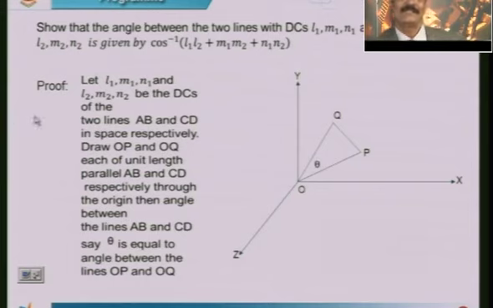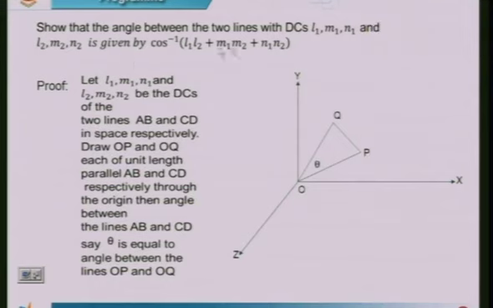Next, a very important one, which you can expect in the examination. The angle between two lines whose direction cosines are given by l1, m1, n1 and l2, m2, n2 is given by this formula: cos inverse of l1 l2 plus m1 m2 plus n1 n2. You can expect this proof in the examination, it has appeared many times, and based on this we can do many problems. So here you have to think of two lines in space, say AB and CD.